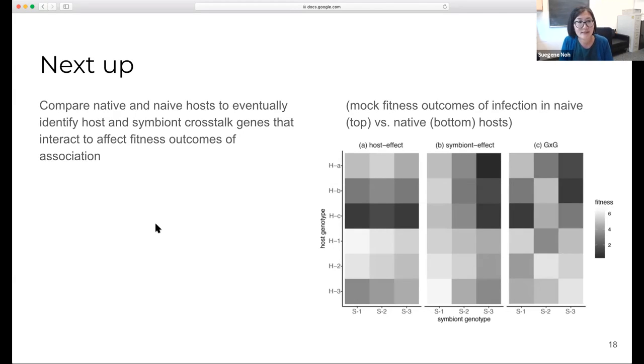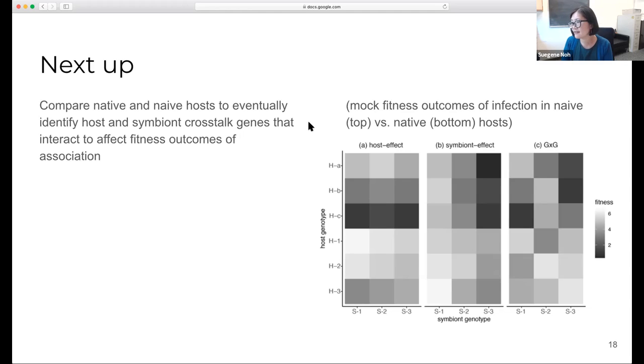To summarize, we find evidence for a symbiont genotype that's affecting symbiont transmission, and then for host fitness, evidence for both the host and the symbiont genotype being important for the types of patterns that we see.